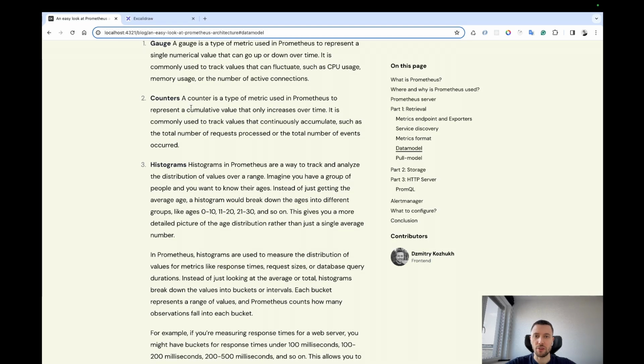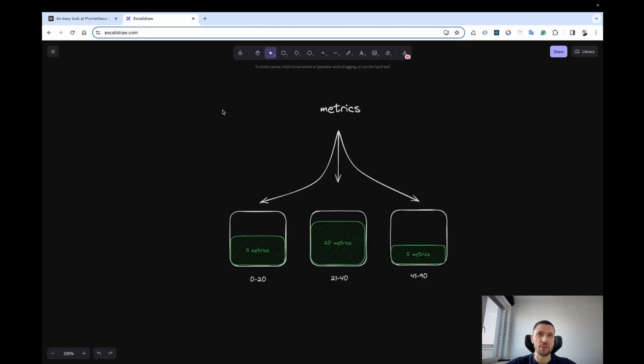Histograms in Prometheus are a way to track and analyze the distribution of values over the time. For example, imagine you have a group of people and you want to know their ages. Instead of just getting the average age, a histogram would break down the ages into different groups, like, for example, from 0 to 20, from 21 to 40, and from 41 to 90. And this gives you a more detailed picture of the age distribution rather than just a single average number.